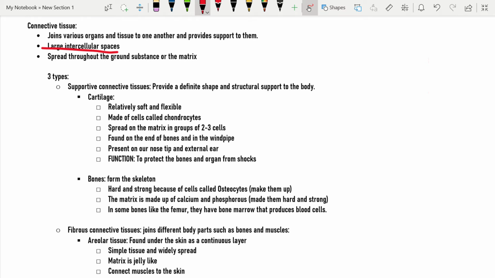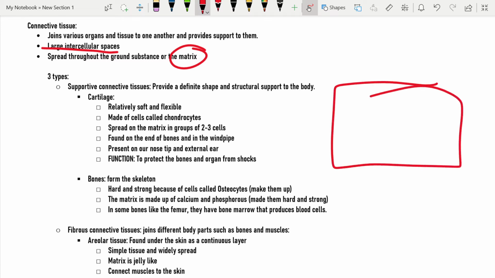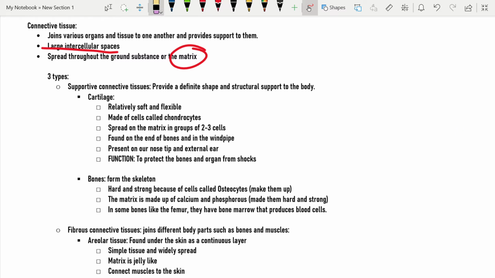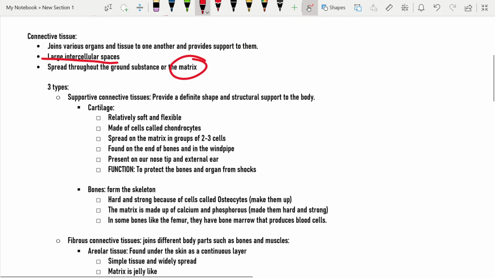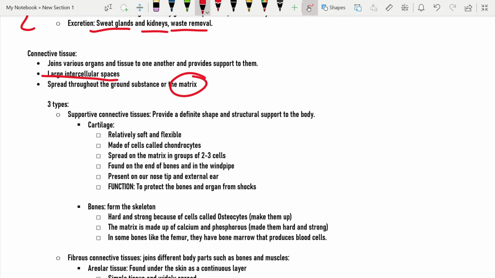The cells are spread throughout the ground substance or the matrix. So we call this area the matrix, and the tissue is spread in the matrix. We'll go into more detail on that when we come up with examples later in the chapter. Alright, so there are three types of connective tissues: supportive connective tissues, fibrous connective tissues, and fluid connective tissues. So let's see what connective tissues do.